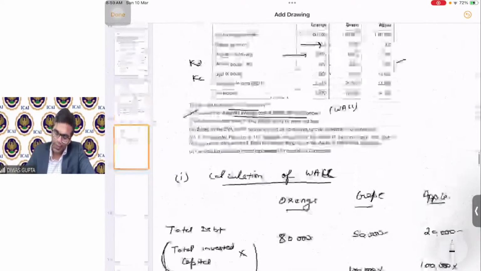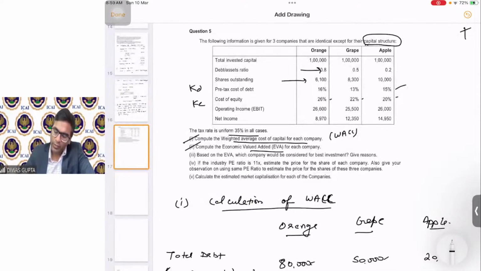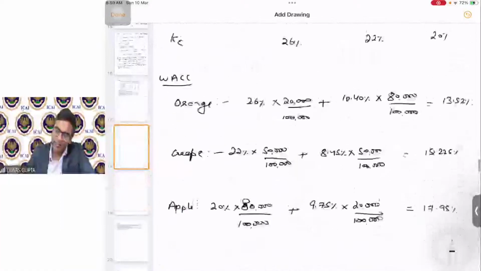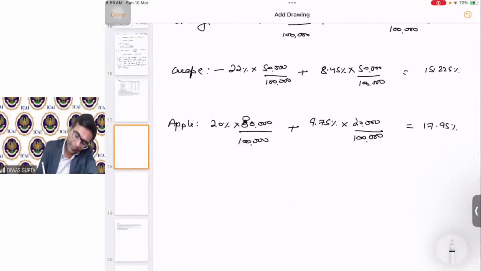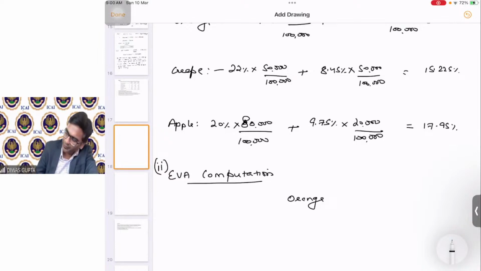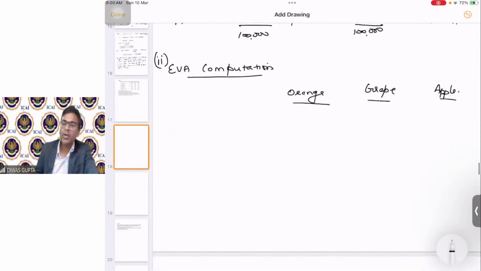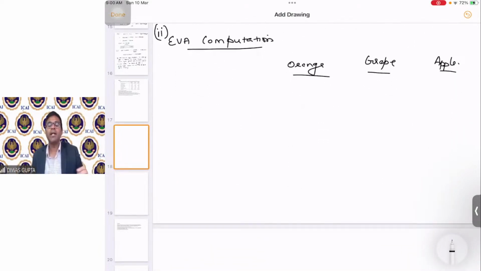Now let's go to the second part, students. Compute economic value added for each company. Now this is easy, right? So second part, EVA computation. Let's again put all the three companies: orange, grape, and apple. Now, what is EVA, students? EVA was NOPAT minus WACC into capital employed.